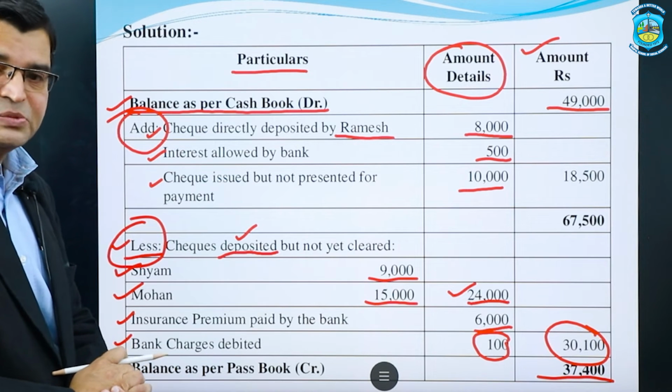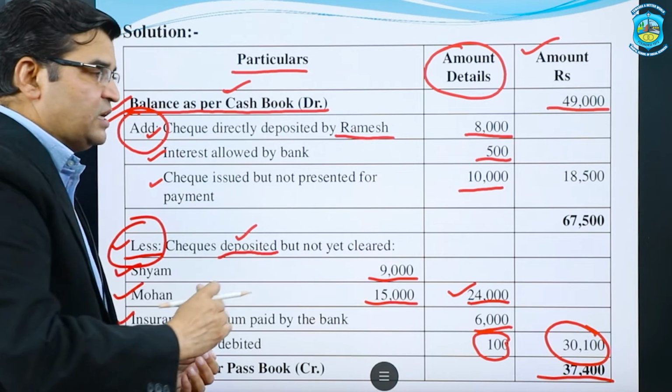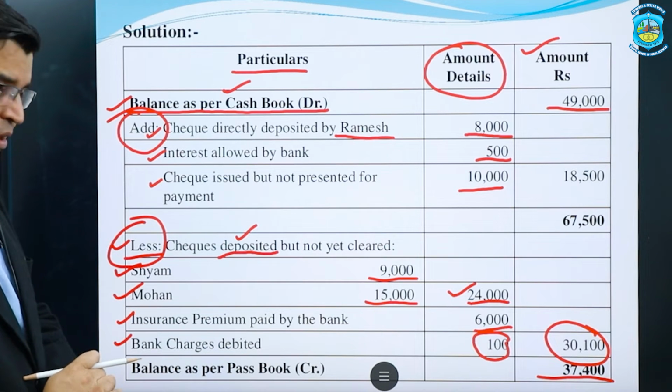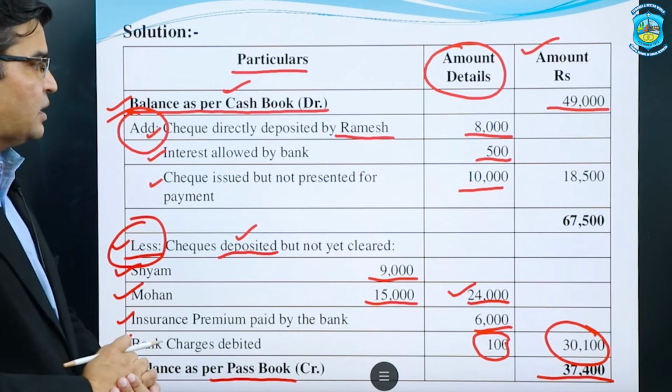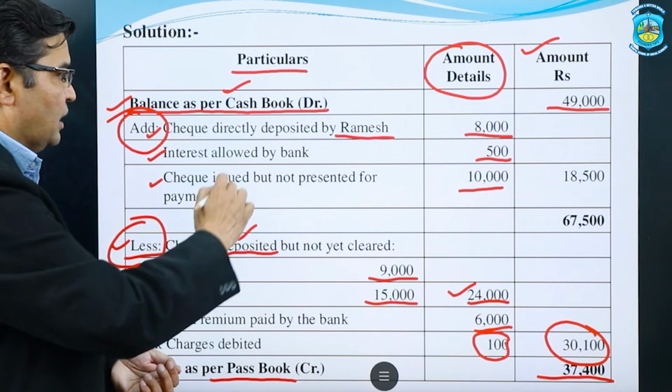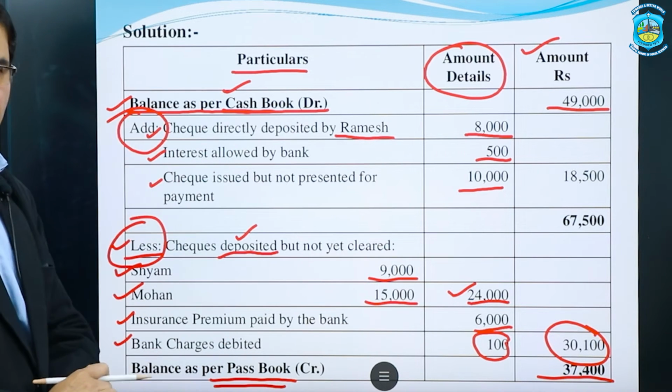This is the balance as per passbook, because at the top the cash book balance is given. So finally at the bottom we will find out the passbook balance. So these are the balances according to cash book and passbook respectively.